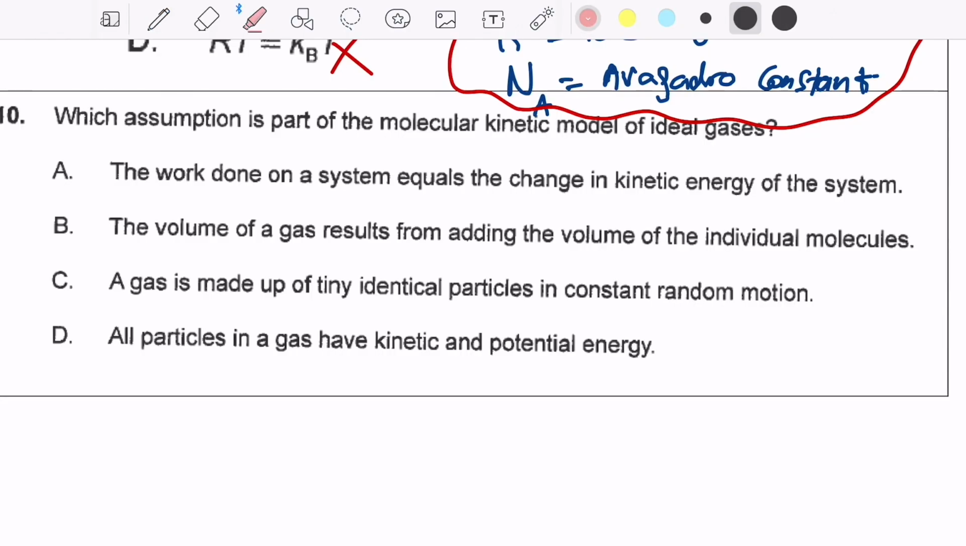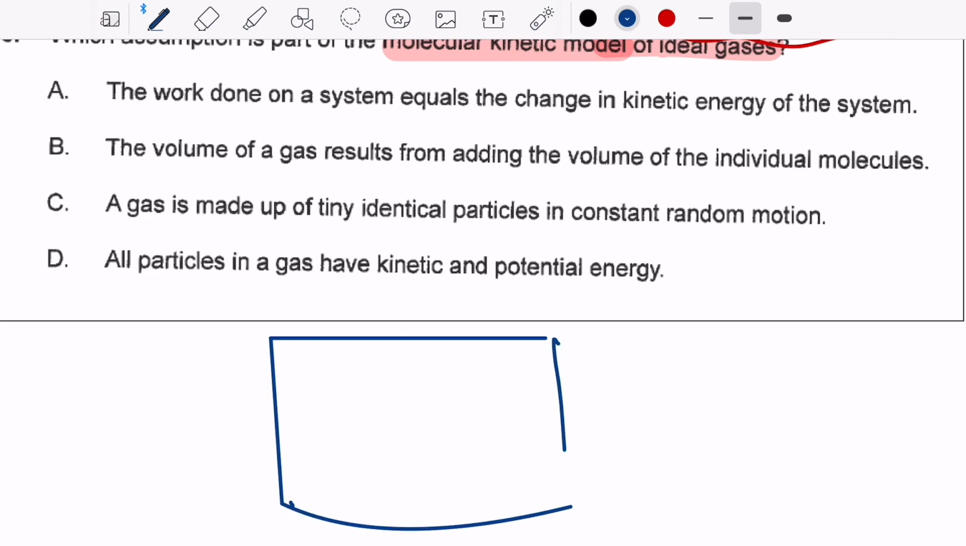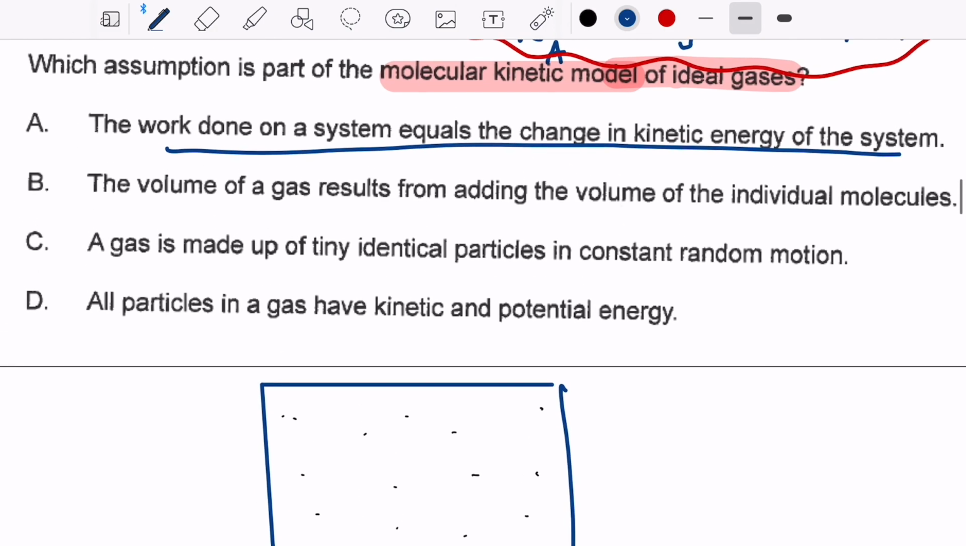Which assumption is part of a molecular kinetic model of ideal gases? Okay. What do we know about ideal gases according to our molecular theory? We just imagine every gas to be made of many identical small molecules which are far apart, right? So let's check. The work done on a system equals the change in kinetic energy of the system. What? Work, by the first law of thermodynamics.